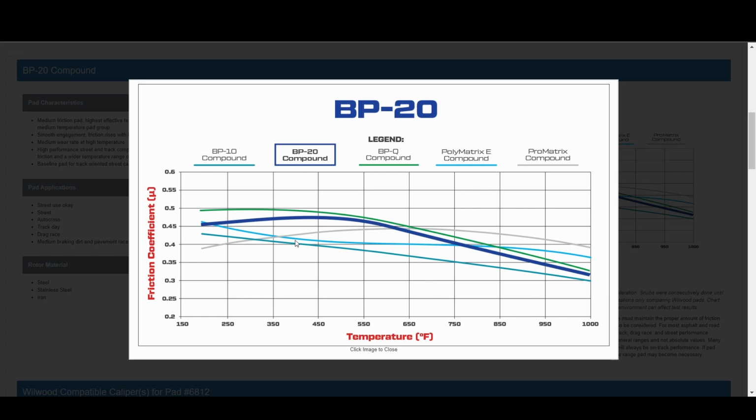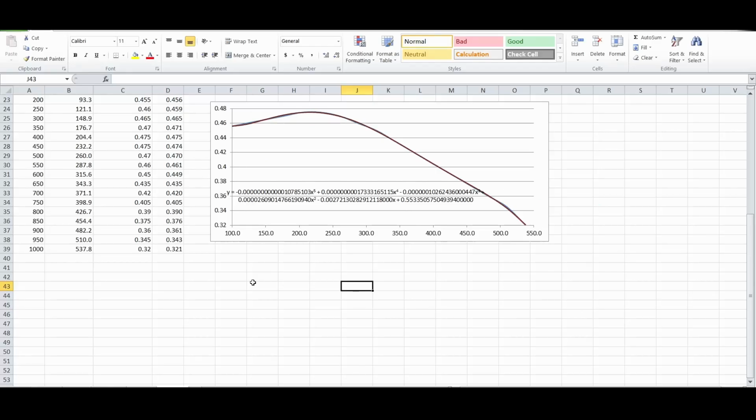Based off your simulation, you can choose the brake pad that you think you're going to need. And as we saw, the front was way hotter than the rear. You may want to choose a different front and rear brake pad depending on the temperatures they're going to see. So taking that data from Wilwood for that BP20 brake pad, I just looked at the chart for the temperatures and roughly what the coefficient of friction is and just put those down.